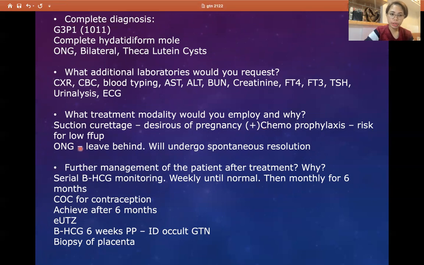What do we do with the ovarian new growth? Should we do cystectomy? No, we just have to leave it behind because it will undergo spontaneous resolution once the condition is also resolved.